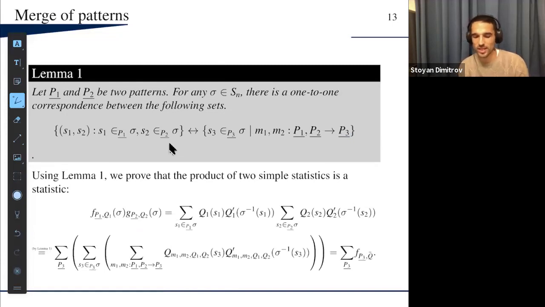Why is that? Just because I can take f times f to find the second moment, for example, and so forth. And the key here is that if I multiply two simple statistics, instead of this double sum, I can, using this lemma, sum up just over the occurrences of this merge pattern, P3. And the result is that this product is actually a summation of some other simple statistics. So by definition, this is a statistic.